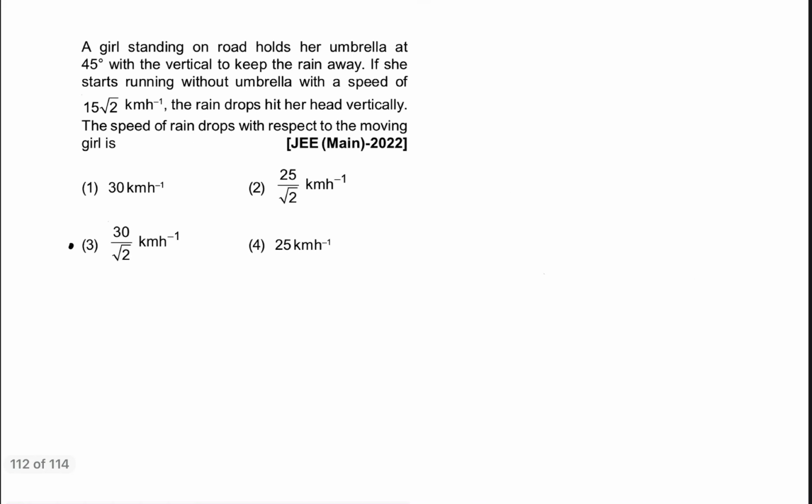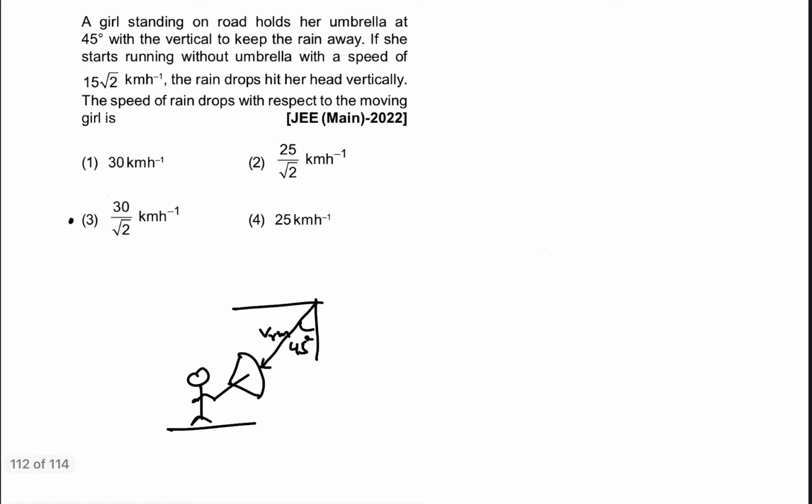Next question. A girl is standing on the road, holds an umbrella at 45 degrees. Now you can see it. With horizontal or vertical, you can see 45 degrees with vertical. And to protect herself, the umbrella is held that side.